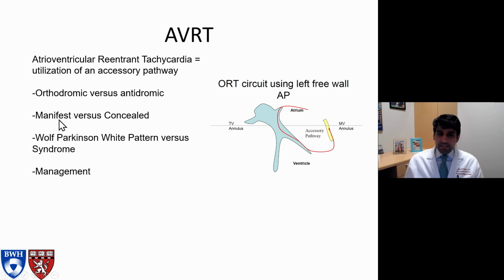Manifest pre-excitation occurs when you can see the pathway going down from the atrium to the ventricle. But most pathways are actually what we call concealed, where they only are one-way streets going up from the ventricle to the atrium. The management of this depends on two things. One is the symptoms of the patient. Some patients are very asymptomatic. Some patients have a lot of symptoms. And the second is what we stratify the risk of this accessory pathway to be. As we know, there are some patients with an accessory pathway that, if they had atrial fibrillation, could unfortunately have rapid conduction down the pathway.